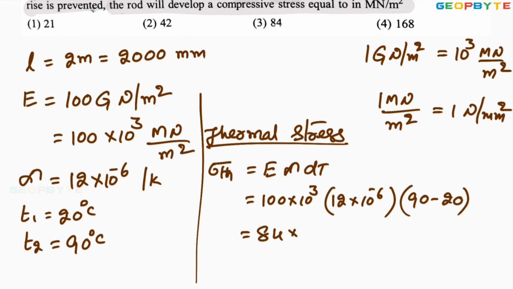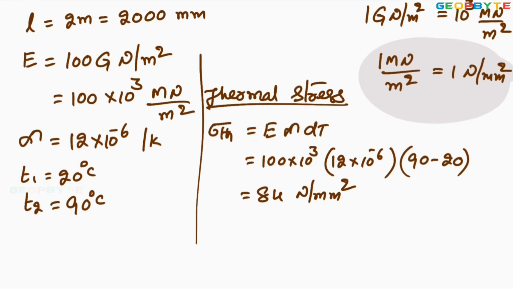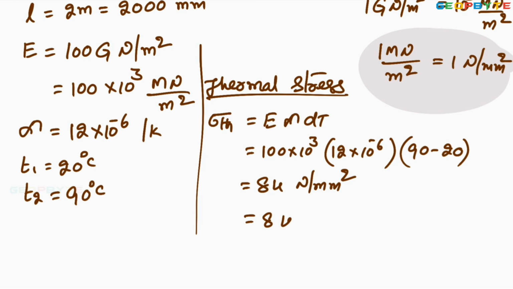84, not 10 power 84, correct, 84 Newton per mm square. As we know, 1 Newton per mm square is equal to 1 meganewton per meter square. Therefore, the same value I can write as 84 meganewton per meter square or megapascal.